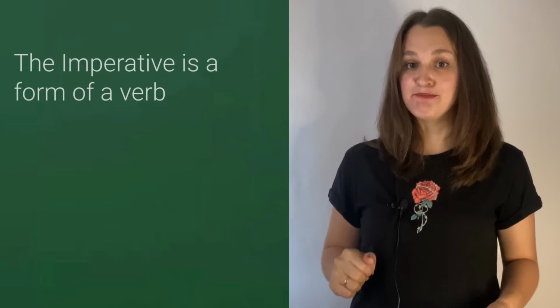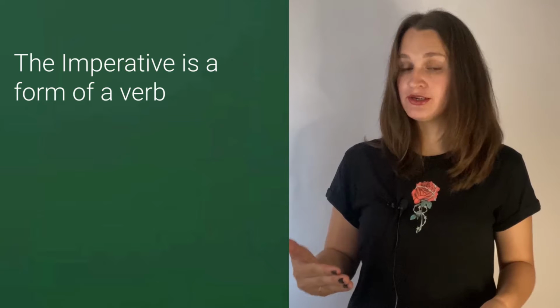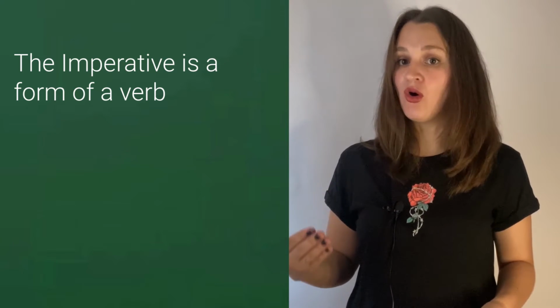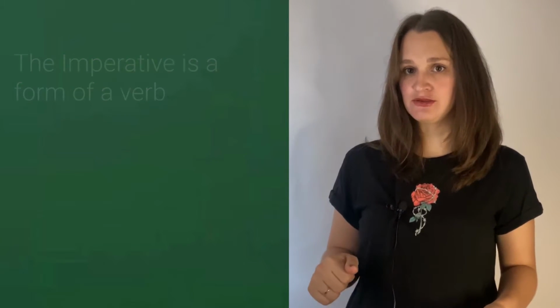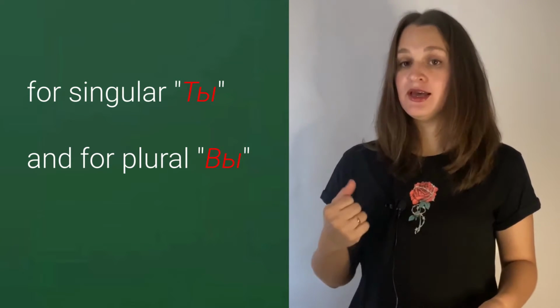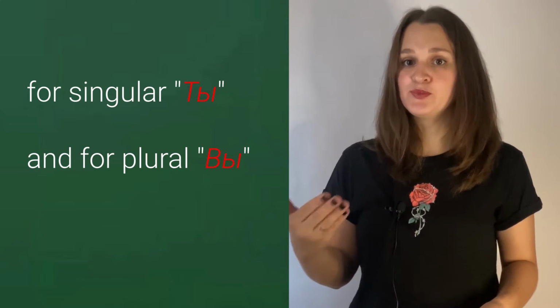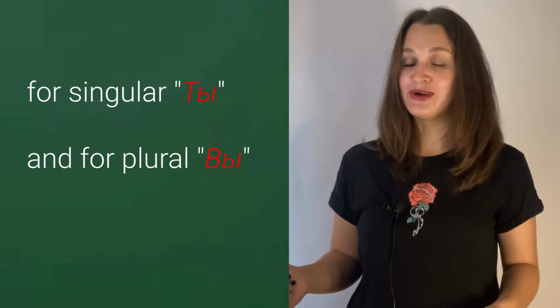From this video you will know how to form the imperative in Russian language and how Russians use imperative forms in speech. First, the imperative is a form of the verb that means an order, advice, request, or impulse to an action. An imperative has two forms, the form for ты and the form for вы. The ты form is singular, the вы form is plural.